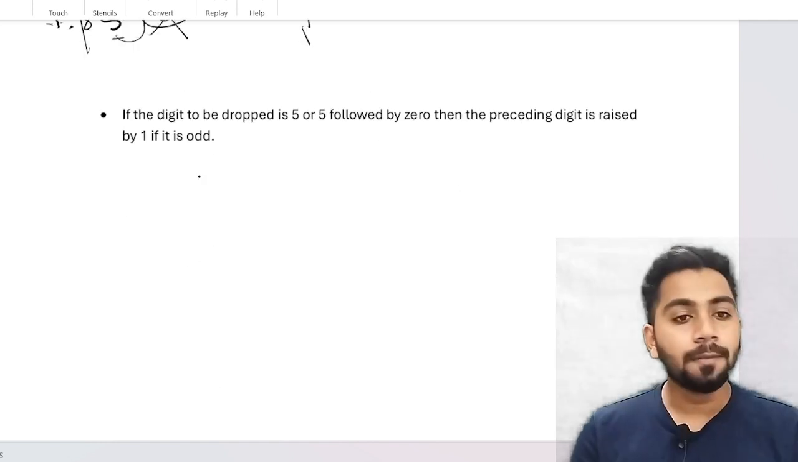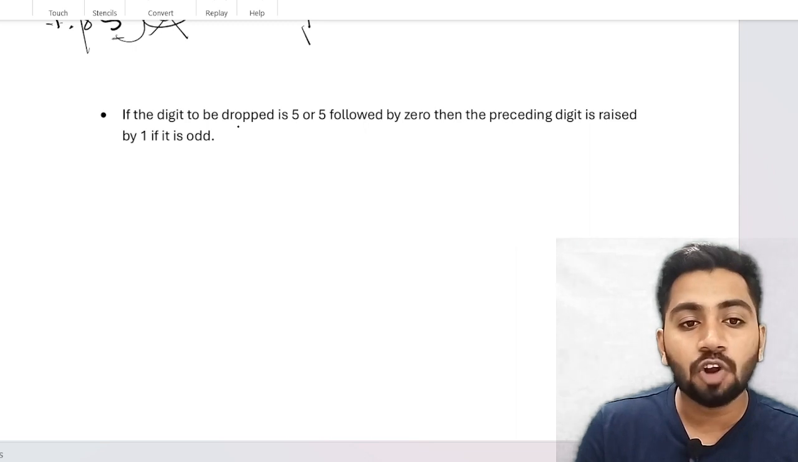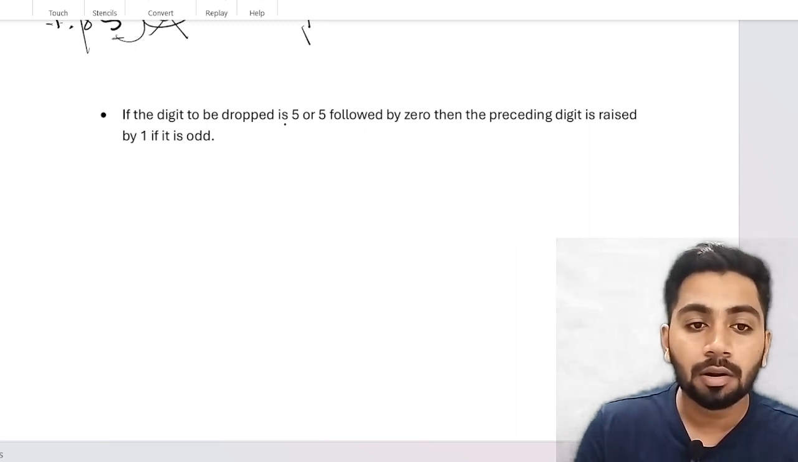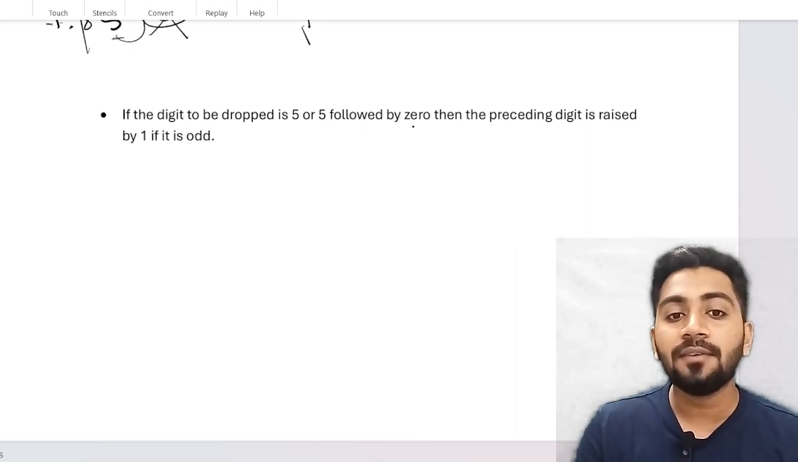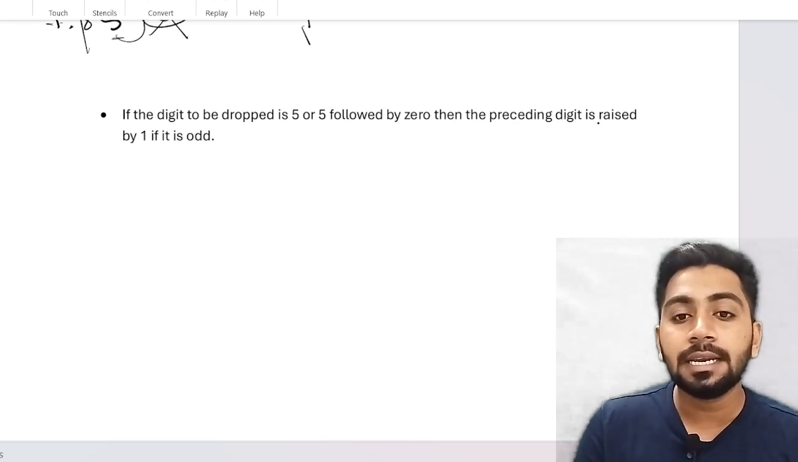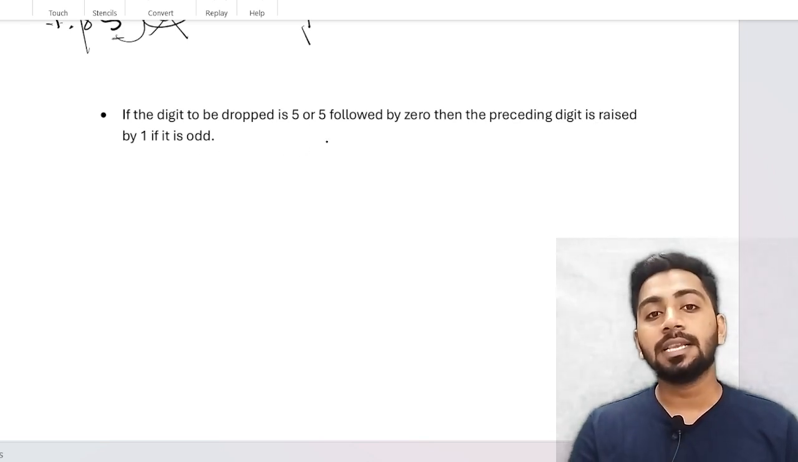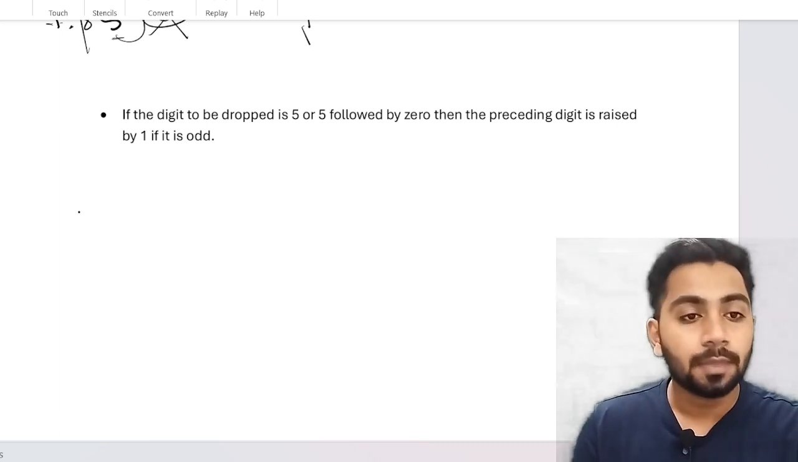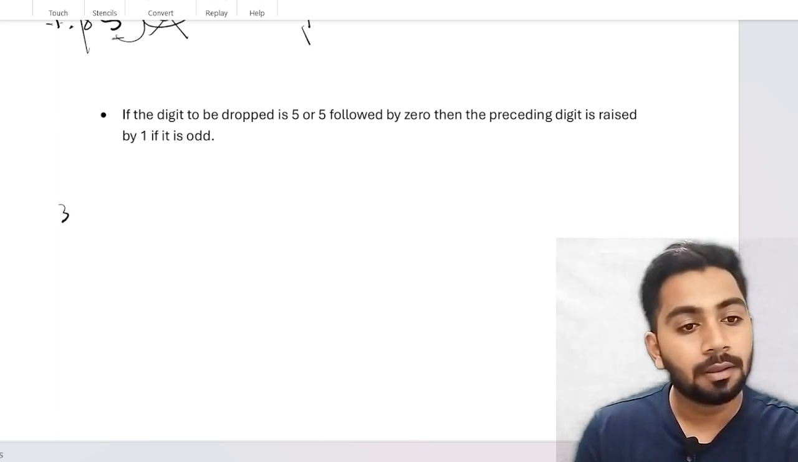Now, last one. If the digit dropped is five, or five followed by zero, then the preceding digit is raised by one if it is odd. See, first let me take one example.